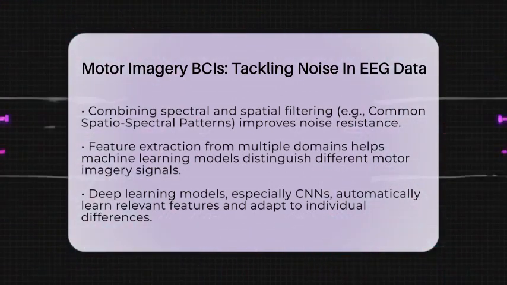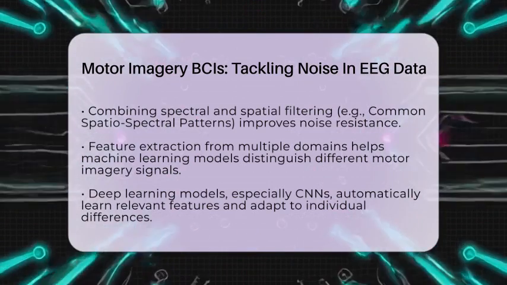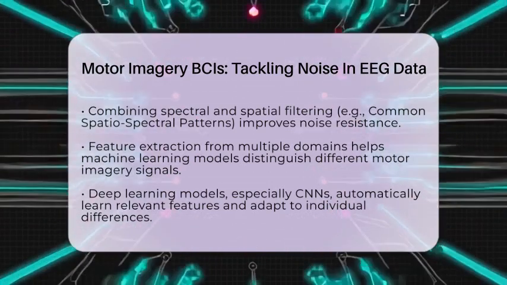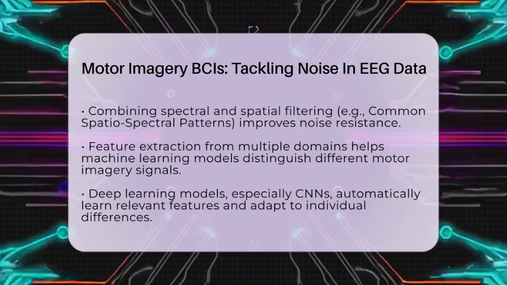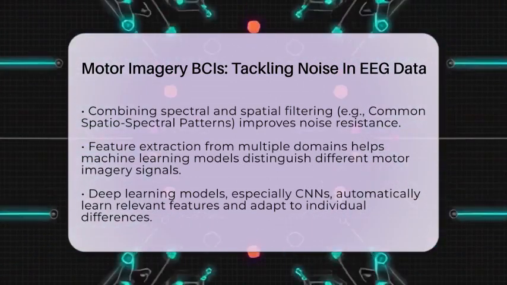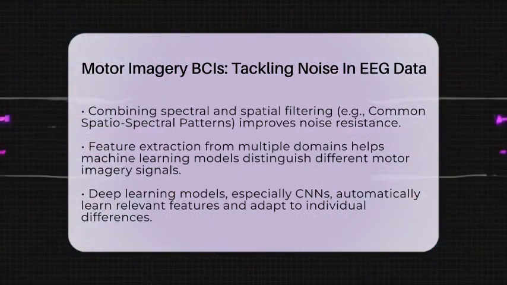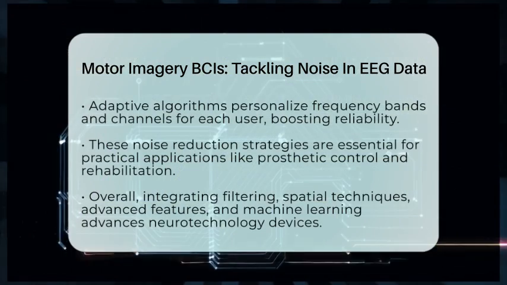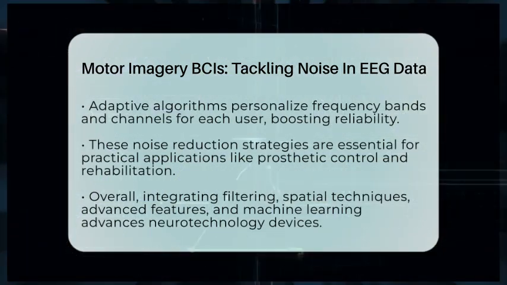Machine learning models, especially deep learning ones like convolutional neural networks, are now used to automatically learn the most relevant features. They can adapt to individual differences and handle noisy data better than traditional methods. These models are trained on large datasets to improve their ability to classify motor imagery signals correctly.